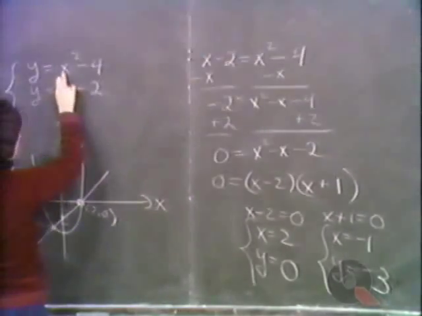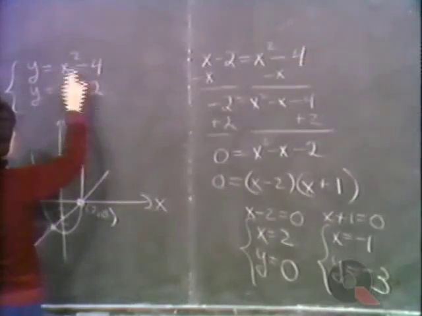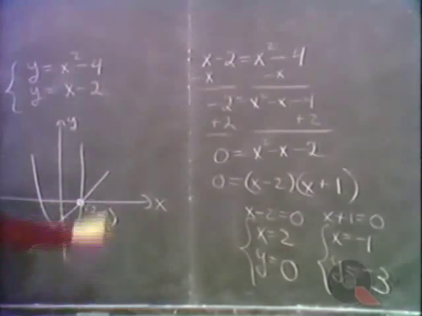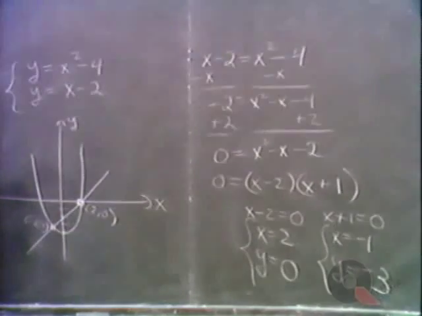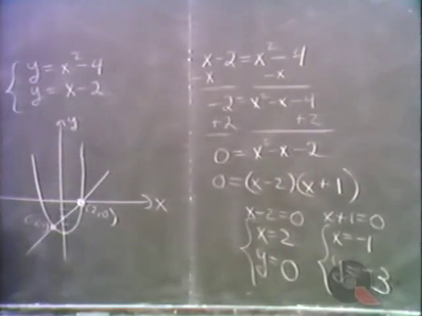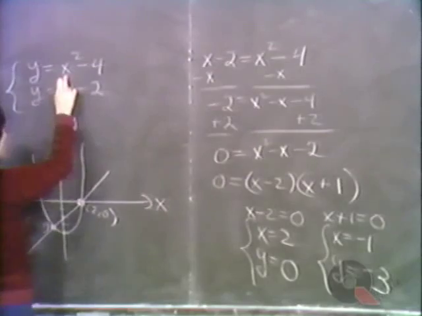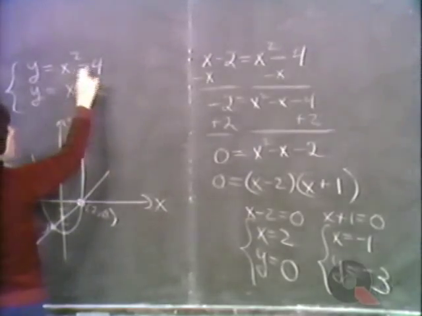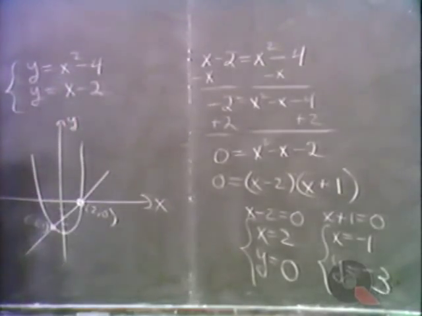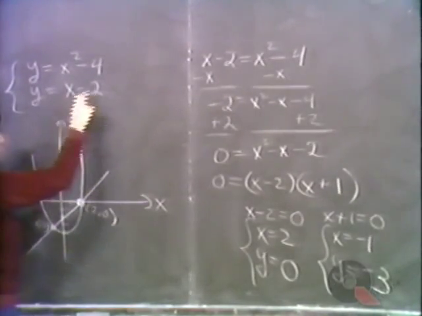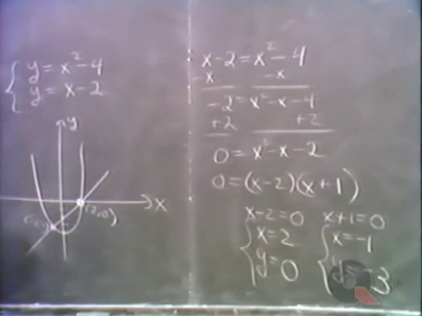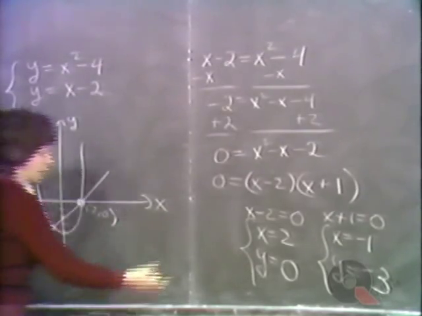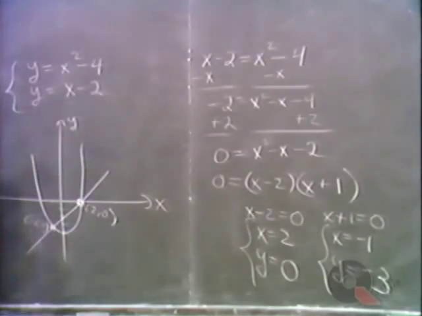Here, if x equals 2, y equals 4 minus 4, y equals 0, that's correct. Here, if x equals 2, y equals 0, that's correct. Now let's try the point -1, -3. If x equals -1, squared, that's plus 1, minus 4, that does give us the -3. And here, if x equals -1, y equals -3. So the points check out in both of the equations. Okay, so this system of equations has 2 solutions. We see it algebraically. We also see it graphically.